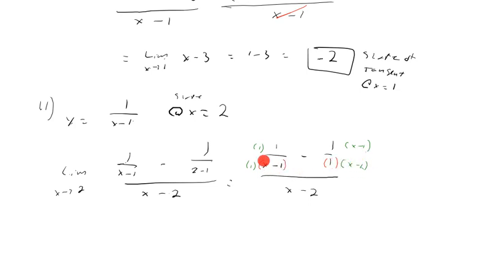Just a quick way to get like denominators. You take the thing you have over here, give it to the top and bottom on this side. Take the thing over here, give it to the top and bottom on that side. Quick and easy way. So I'm going to have 1 over x minus 1 on the thing here, minus x minus 1 over x minus 1, over x minus 2.